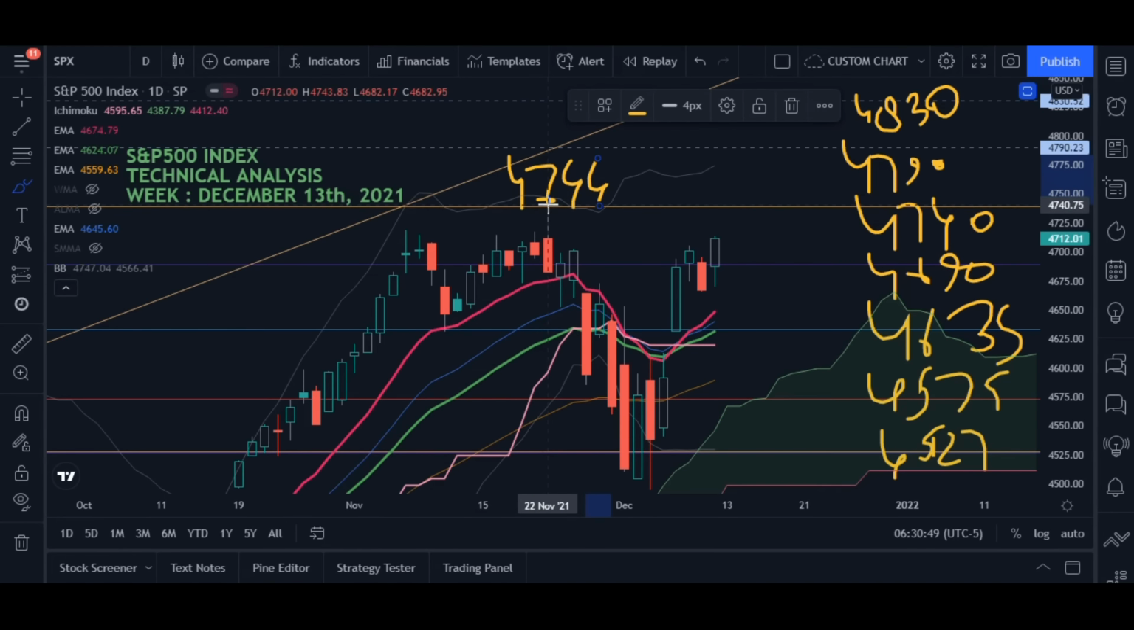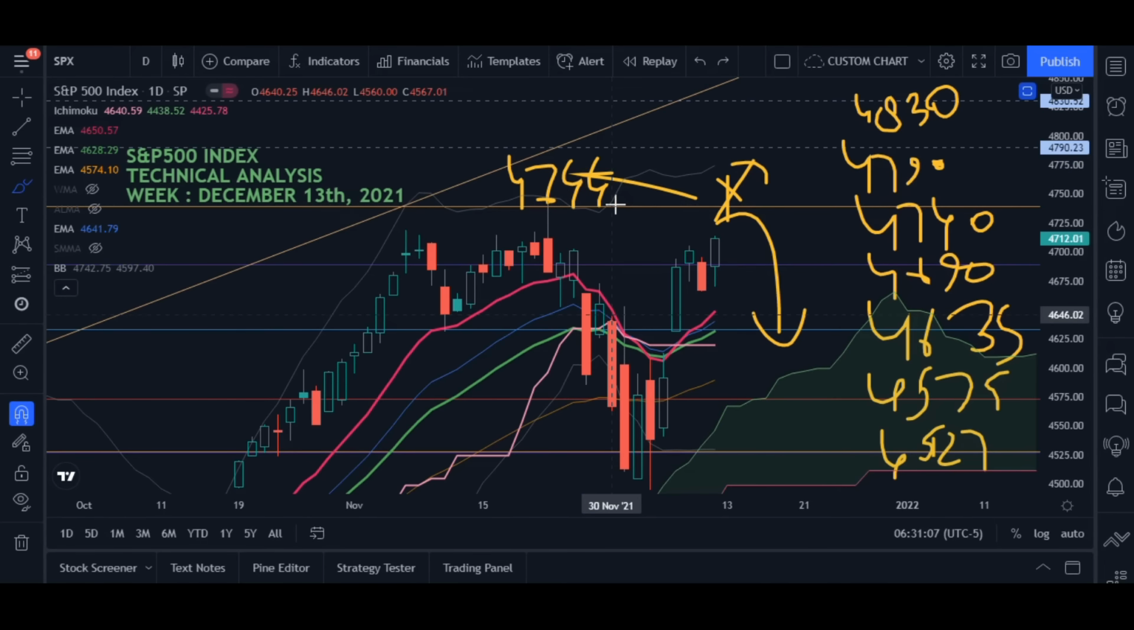When market breaks 4744, then only market may move up. Otherwise, it is not going anywhere. Means the only thing is that market will come down, but market will not move up, if it is unable to cross this 4744 resistance, the previous high of the market. So these are the support and resistances.